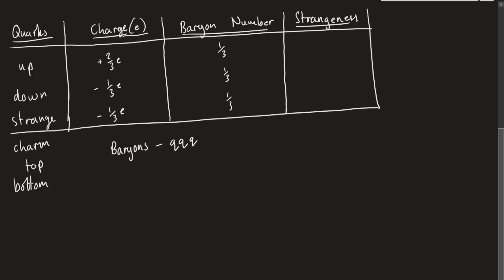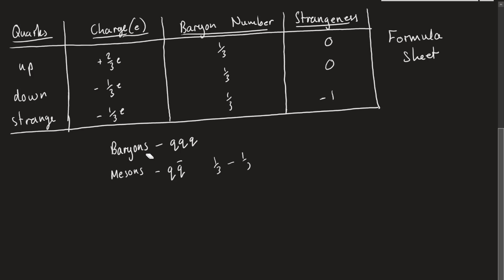Even mesons, if you remember, are quark-antiquark, which means they'll have plus 1/3 for the quark, but then minus 1/3 for the antiquark, so they overall have a 0 baryon number. Okay, and then strangeness: up isn't strange, down isn't strange, but strange has a strangeness of minus 1. This table can be found in the formula sheet. This is everything that you need to know about these 3 quarks, and you can find that in the formula sheet.